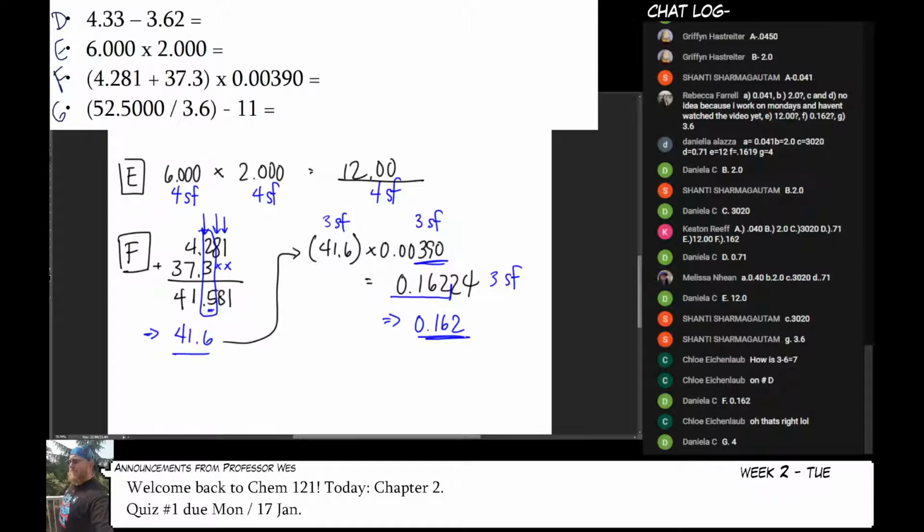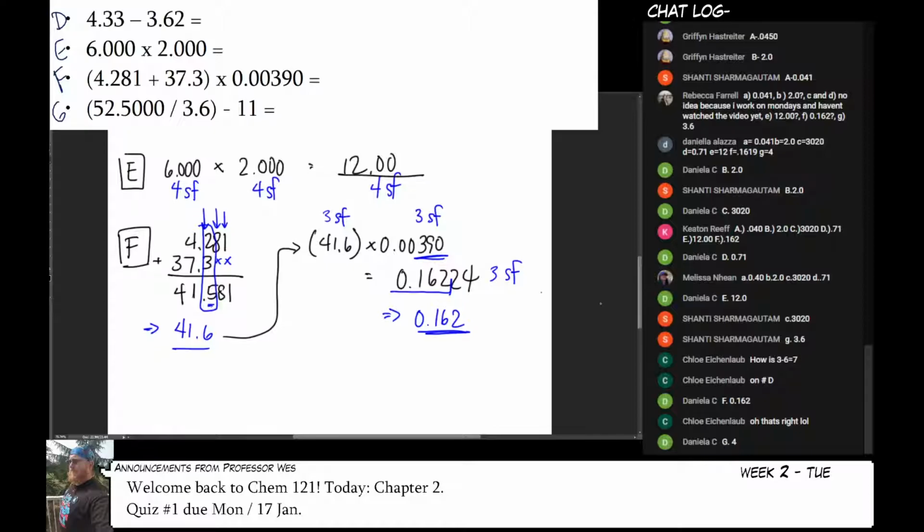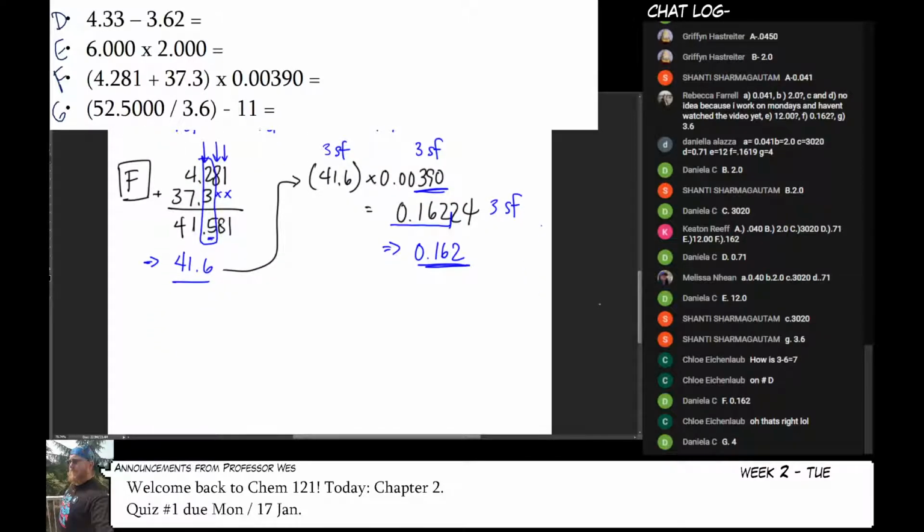Very good. Oh, we're not done. We have to do G also. Now, don't worry if I'm going too fast. You can always pause the video. Remember that. You can play it back as many times as you want. How many zeros do I have on the end here? 3. Okay.